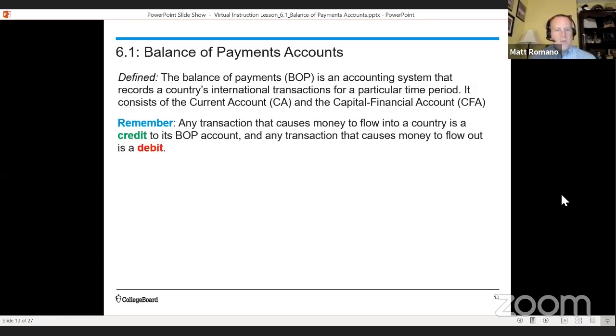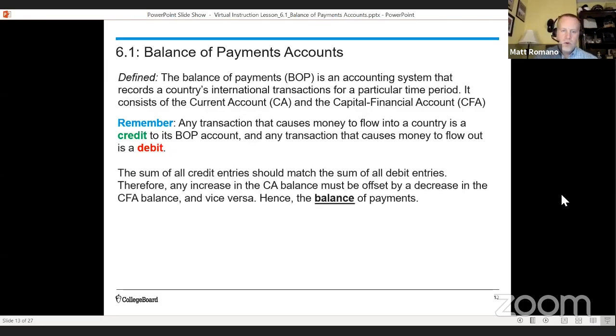Remember this, I already said it: any transaction that causes money to flow in is a credit, and any transaction that causes money to flow out is a debit. An important part to this is that the sum of all credits has got to match the sum of all debits for the overall balance of payments. Not necessarily within the current account or the capital financial account, but for the overall balance of payments.